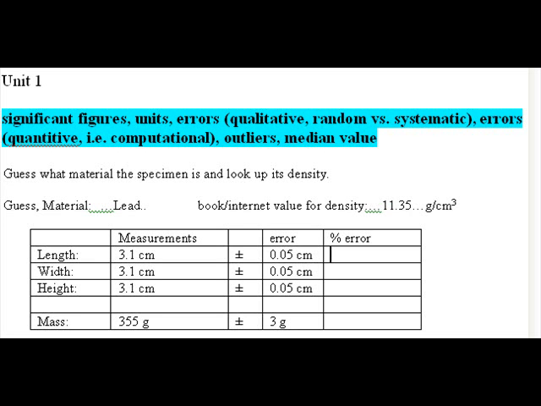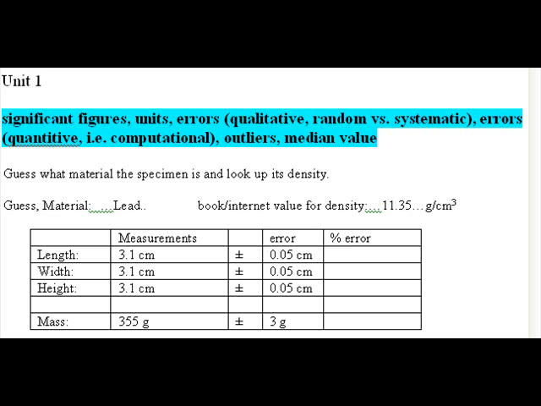So again, this is another recording that serves a dual purpose. One is to look at significant figures, units, errors, and so on, and the other one is a sample calculation for the lab on Unit 1 for density. So here I'm going to look at calculating errors. These are the computational, quantitative errors, and later in this recording I'm looking at random versus systematic, respectively qualitative errors. So let's start with the computational ones.